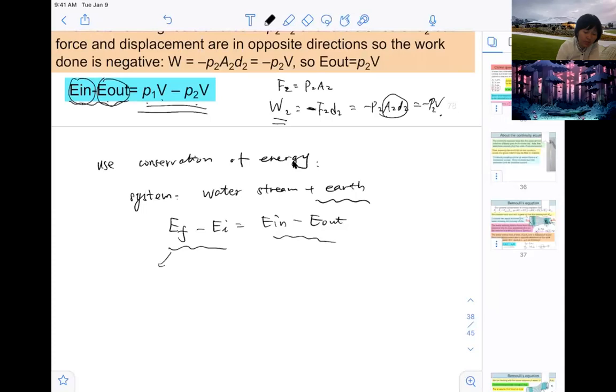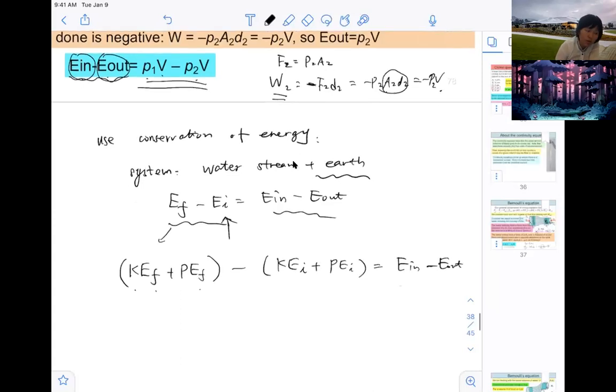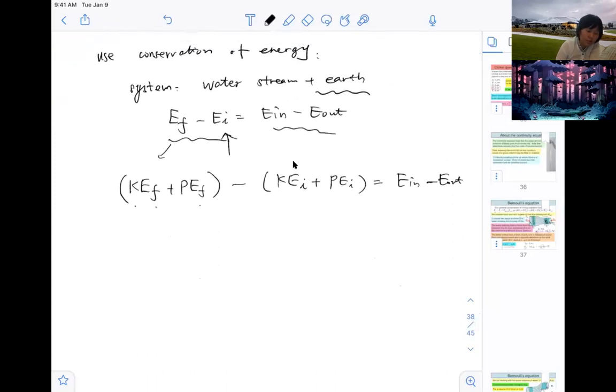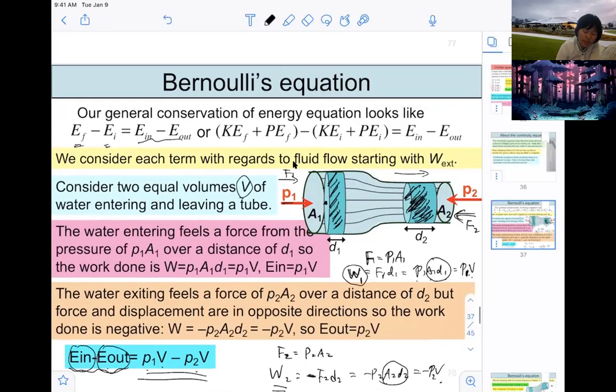At any given moment, you are dealing with kinetic energy and potential energy of the water system. So you can have kinetic energy final plus potential energy final, minus kinetic energy initial plus potential energy initial, for the change of energy of the system, which is equal to E in minus E out. Okay, so what is the kinetic energy at different locations? I'm going to say initial and final are location 1 and 2.